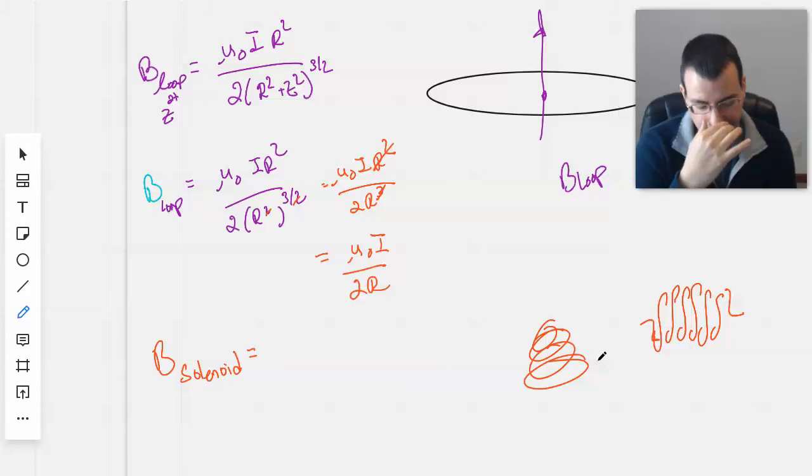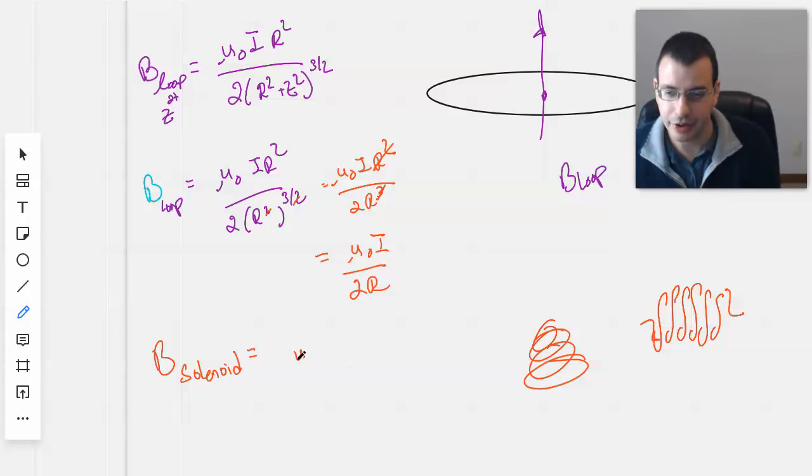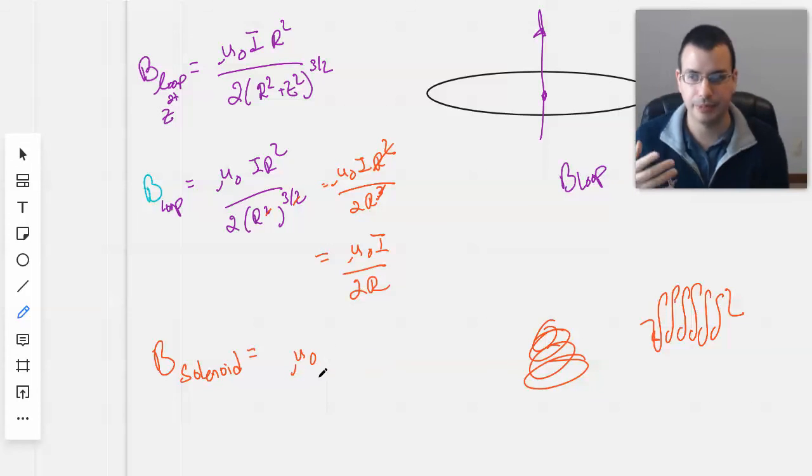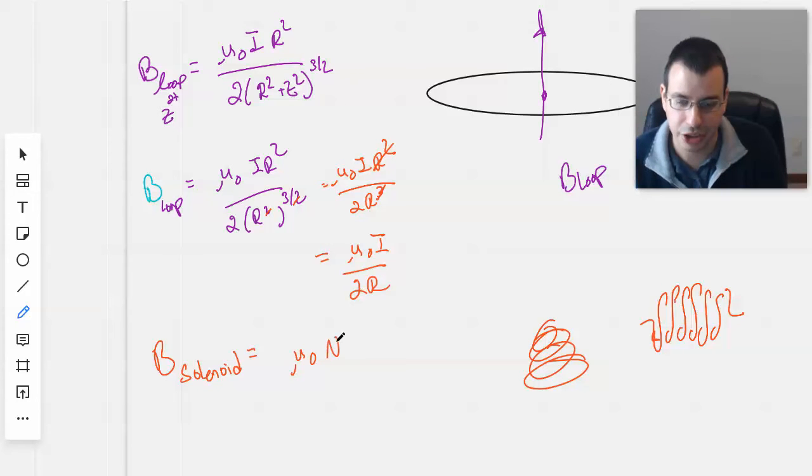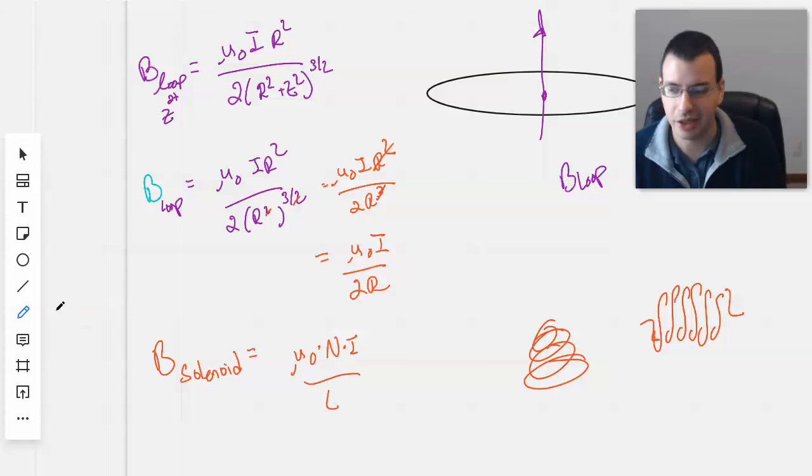So your first thought might be, well, we'll just use the same for a loop, and then just multiply it for each number of loops we have. Well, that's not quite the way it works.